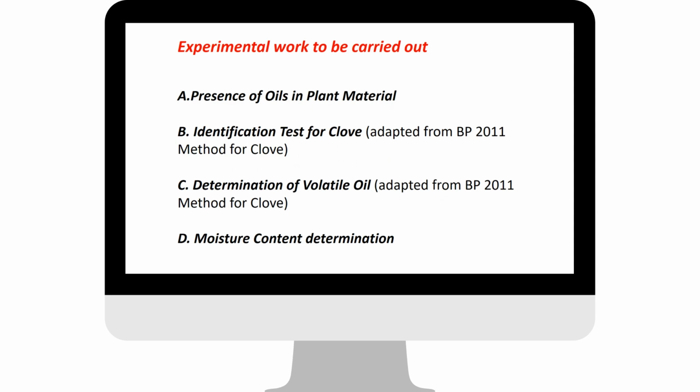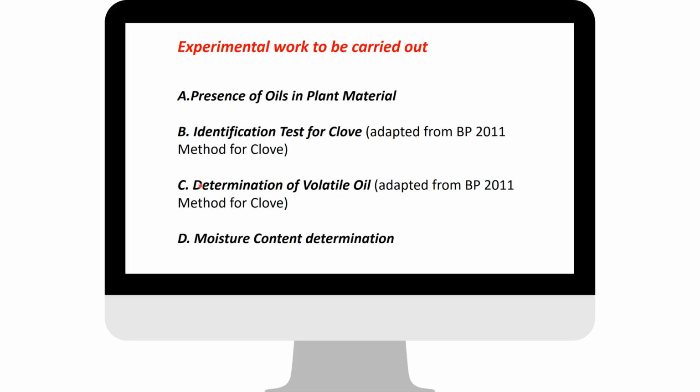In this slide, we will be seeing the different experiments that we will be conducting today. The first experiment which we are going to do is the presence of oil in the plant material, right? So this is the first part of the experiment, and the second experiment that we will be doing is the identification test for the clove. It is actually adapted from the British Pharmacopoeia 2011.